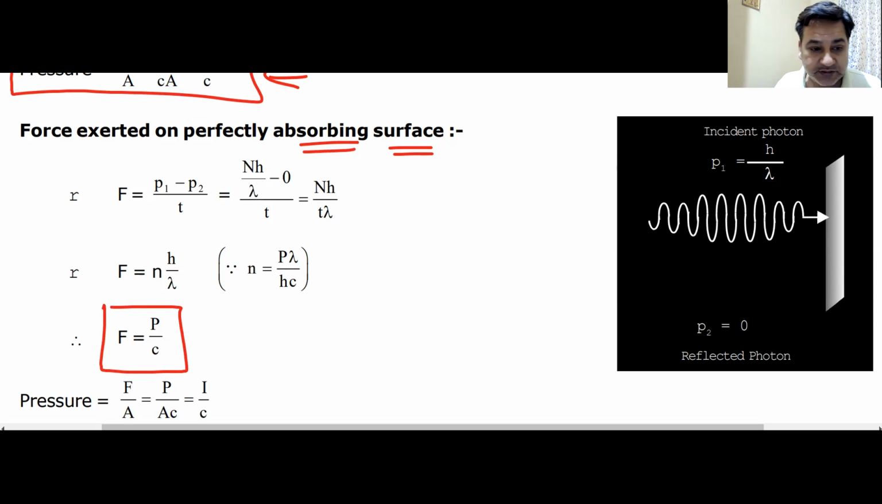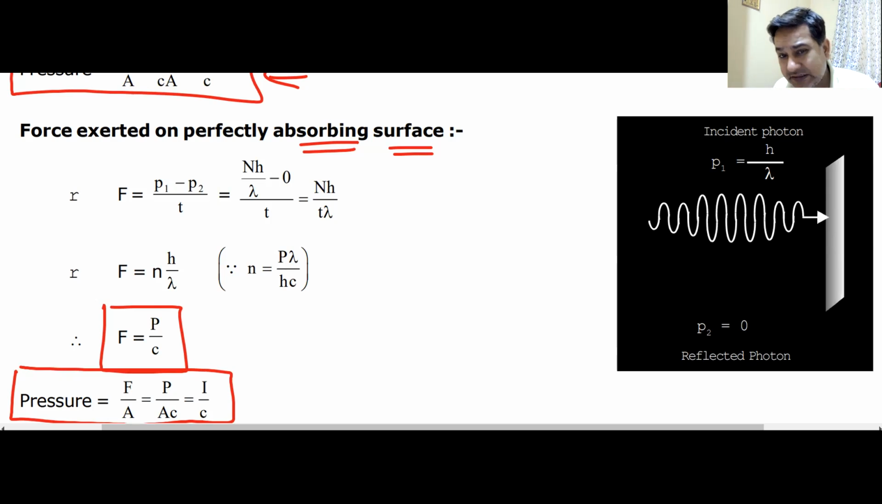Then please note it. And similarly for pressure, it becomes I divided by C. Do we understand this? This is the formula for a perfectly absorbing surface. Force becomes P by C. In the previous case, it was 2P by C. Now it has become P by C. Pressure was 2I by C. Here it becomes I by C.